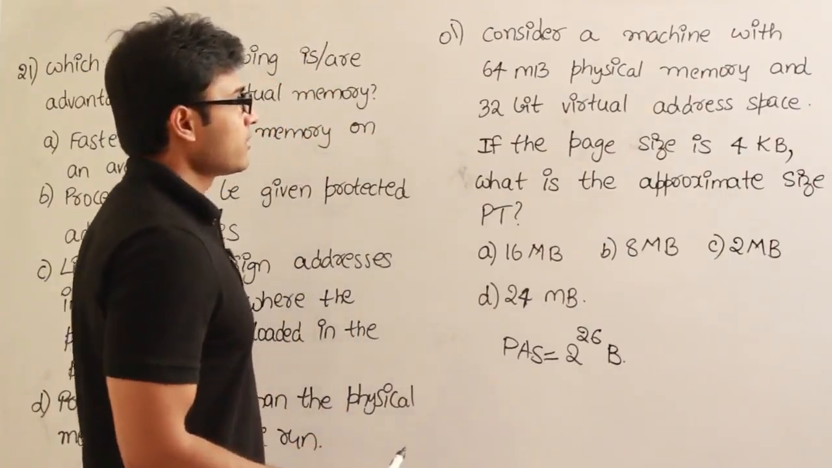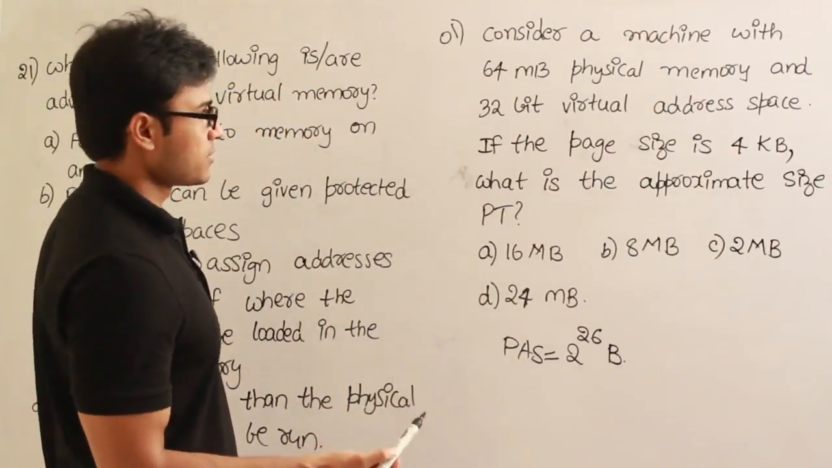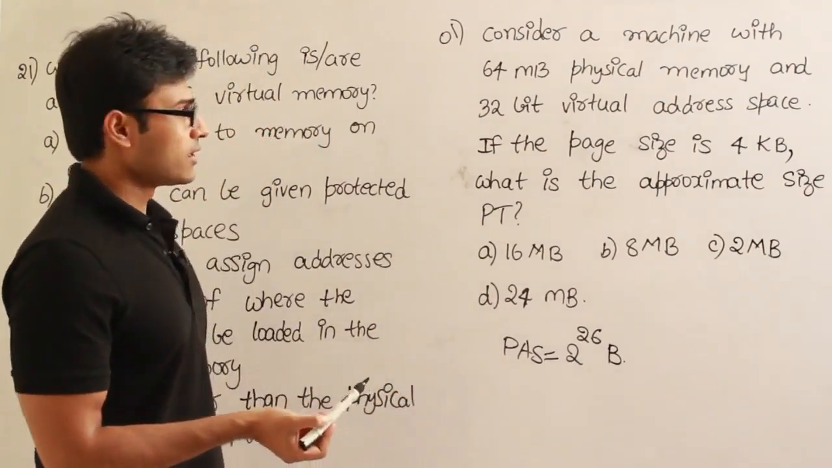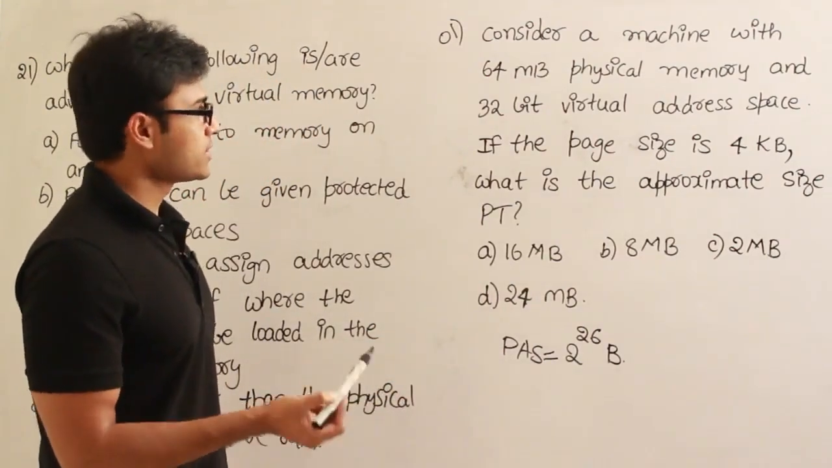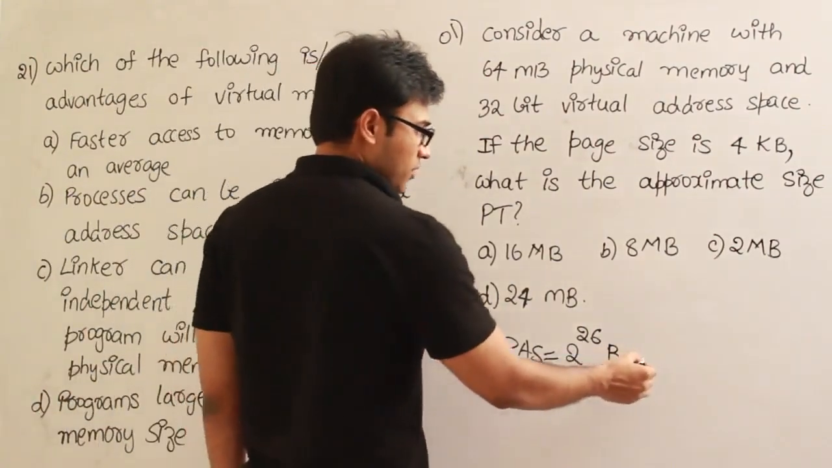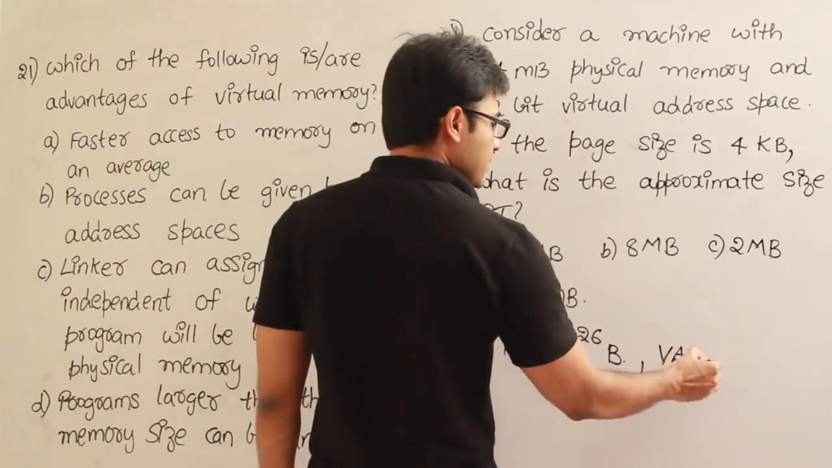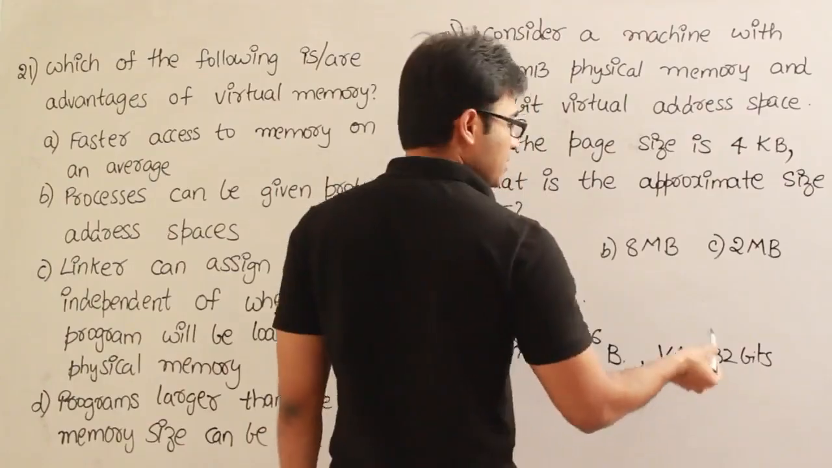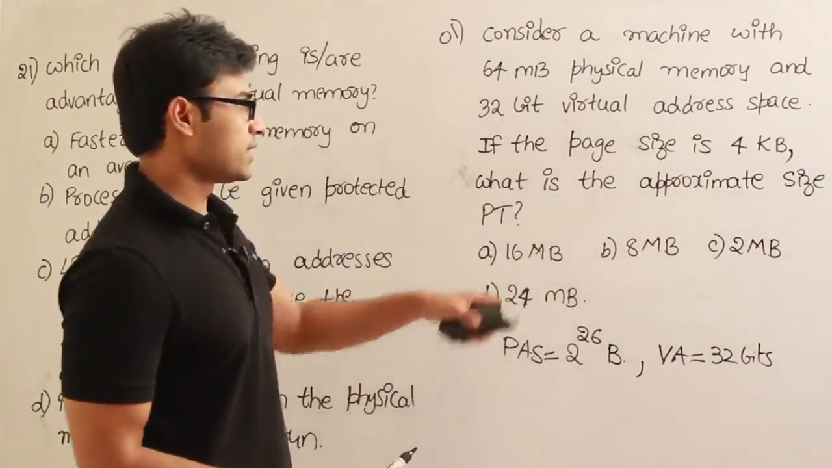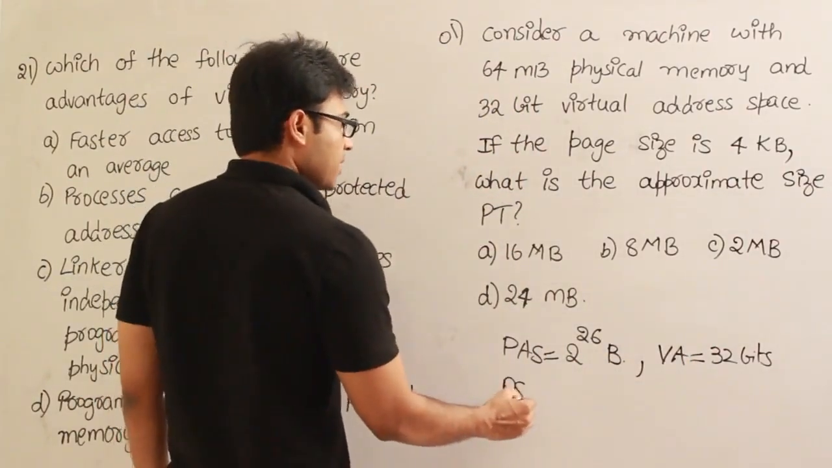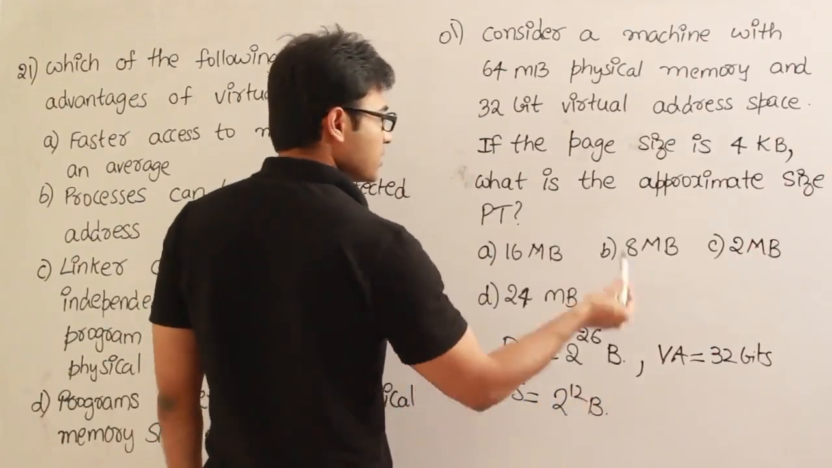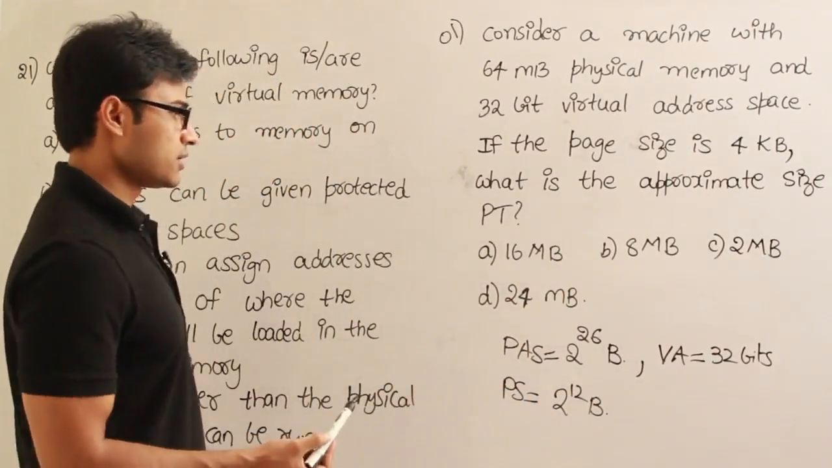And a 32-bit virtual address space. So actually virtual address space should not be 32-bit. The question should have been virtual address is 32-bit. Anyway, that is the meaning of it. So virtual address is 32 bits, therefore virtual address space is 2 power 32. They are saying that page size equal to 4 KB, which means 2 power 12 bytes. What is the approximate size of the page table?